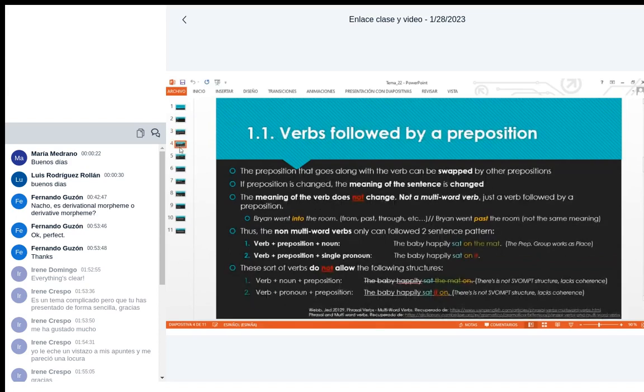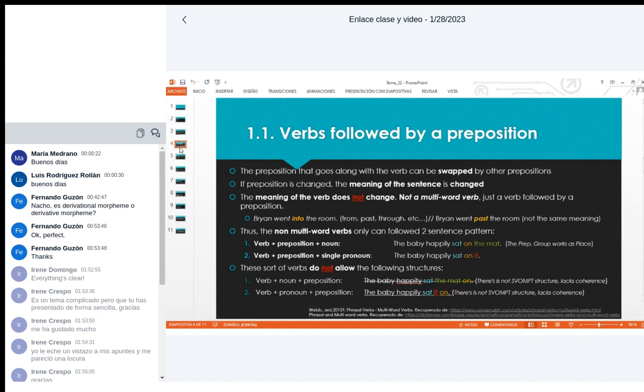The verbs followed by a preposition. Now, verbs followed by a preposition refers to lexical verbs that go along with prepositions that could be swapped or changed in any case. And if the preposition is changed, then the meaning of the sentence is changed. So these verbs that are followed by a preposition are not called multi-word verbs. They're just verbs followed by a preposition.